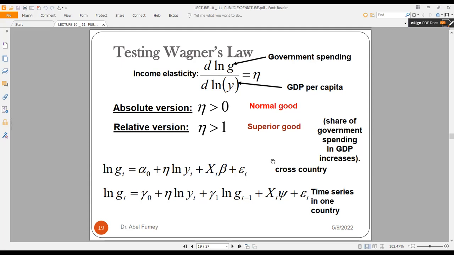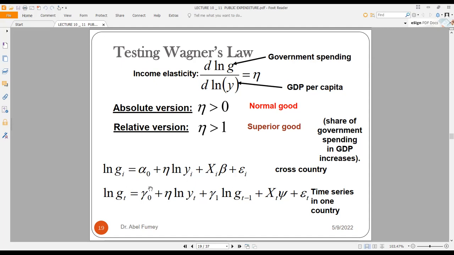Now, there are two versions to this law, to the elasticity. For the absolute version, they assume that the income elasticity of government spending is greater than 0. It is a normal good. So whenever income increases, we expect an increase in government expenditure. But the relative version is saying that the elasticity is even greater. It is greater than 1, which makes it a superior good.